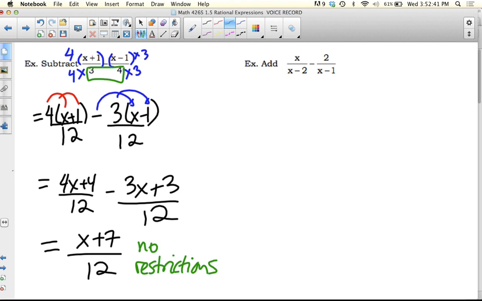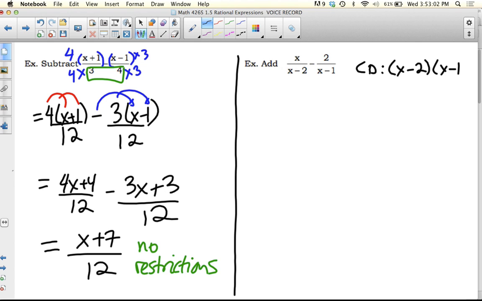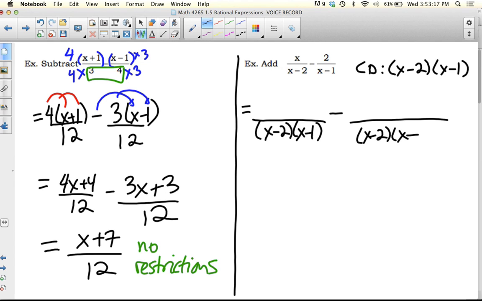Okay. All right. Let's now go to this example. Okay. So look, we have two completely different denominators, x minus 2 and x minus 1. It's the same idea. In order to get a common denominator, we can just multiply the two together. So it's going to be x minus 2 times x minus 1 as a common denominator. Okay? Same thing we were doing before.